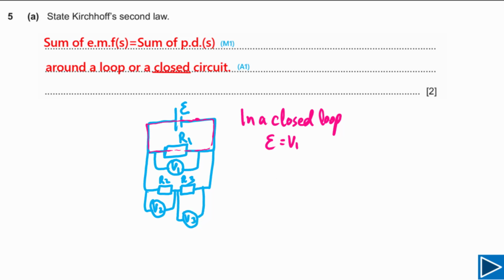Now, if you look at this closed loop, meaning if we start from here and we form a closed loop, we can also say that in this case, EMF is equal to V1 plus V2. If we have more than one power source, then we will say E1 plus E2.